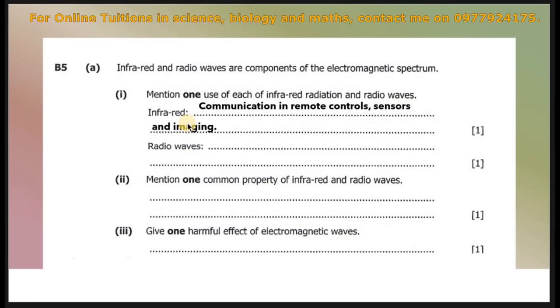or victim or suspect. Again, you saw on TV at airports in developed countries, people come and pass through something like a TV frame. Then it scans them and creates mappings of temperatures around their body. That is imaging now. So infrared is used in communication, in remote control, sensors and imaging.